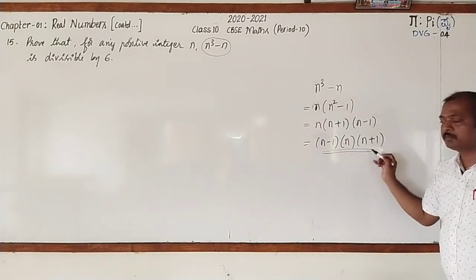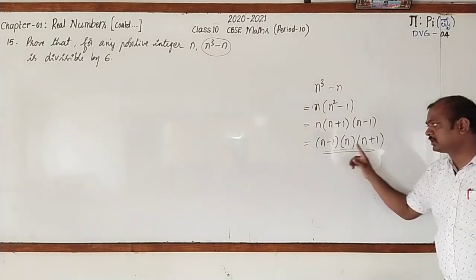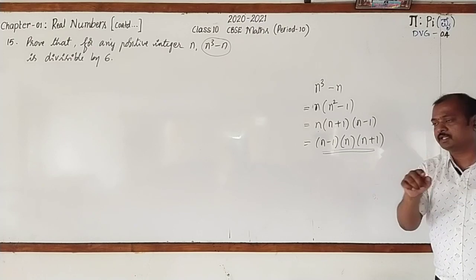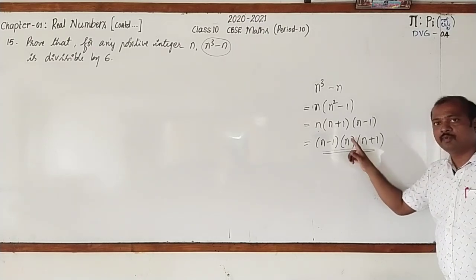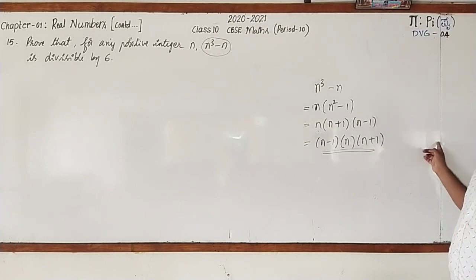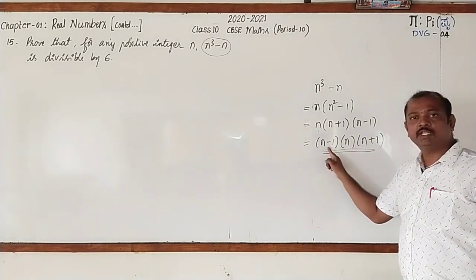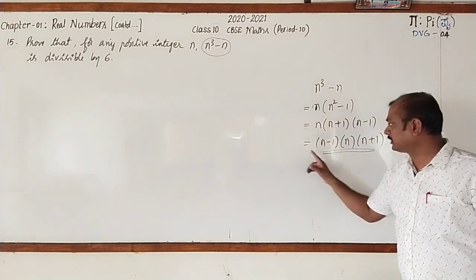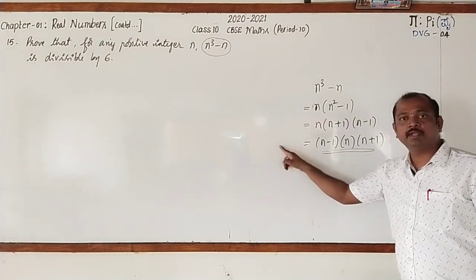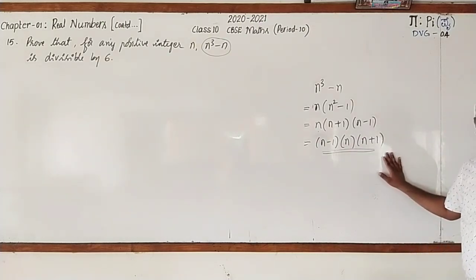Then what do you call these numbers? Can we say these three numbers are consecutive numbers? Yes, look here. n is there. When you add 1 to it, n plus 1; when you add 1 again, n plus 2, n plus 3, and so on. Here, when you subtract 1 from it, it will be n minus 1; subtract 1 again, then n minus 2. Here, 3 consecutive numbers are there.